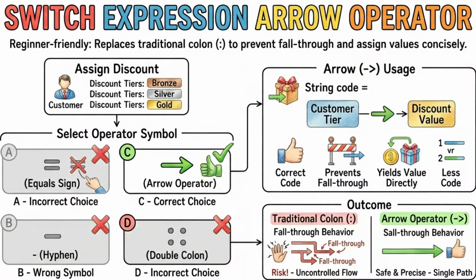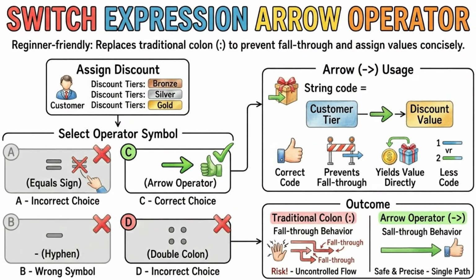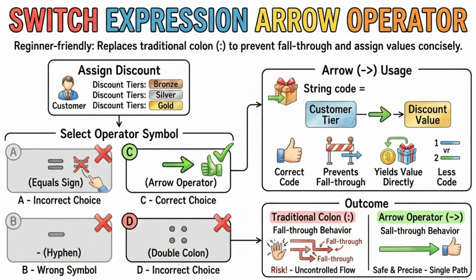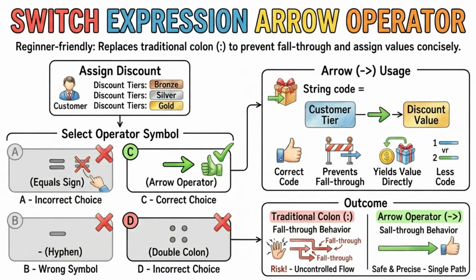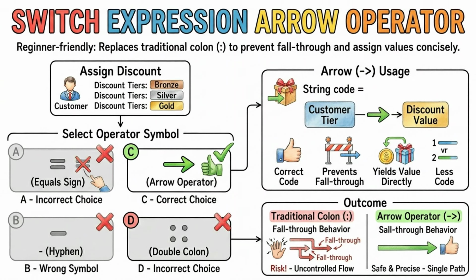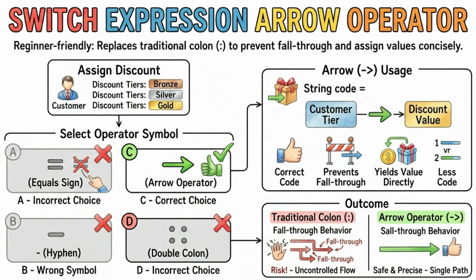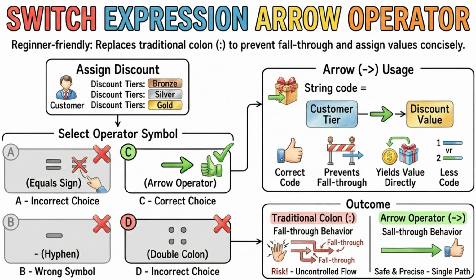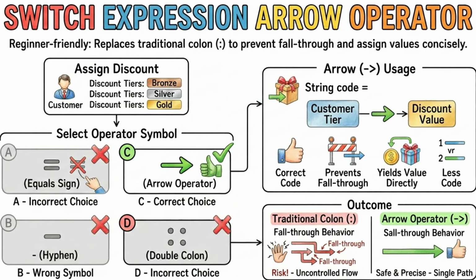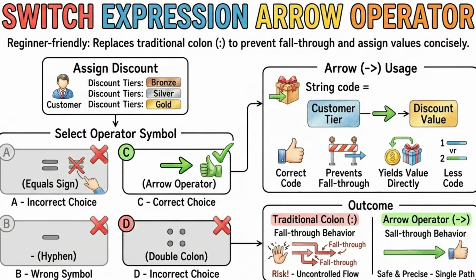For our final technical concept, let's look at modern switch expressions. If you want to assign a discount code based on a customer tier, you can now use a switch to yield a value directly to a variable in a single step. By using the arrow operator, instead of a traditional colon, Java automatically prevents that messy fall-through behavior we talked about earlier, making your code significantly safer and much more concise.